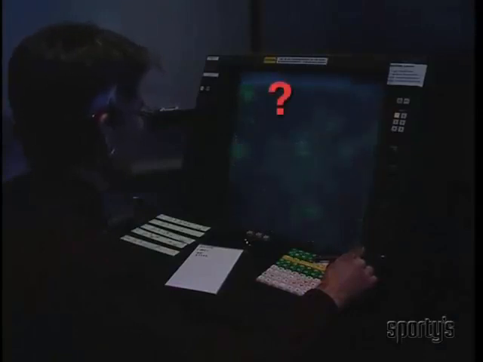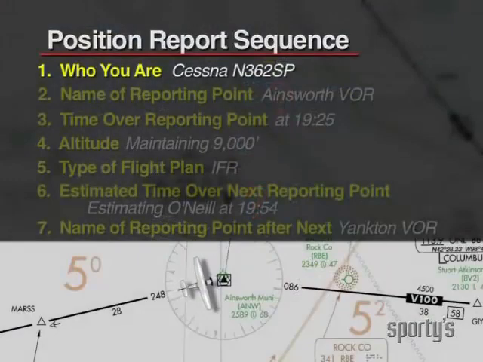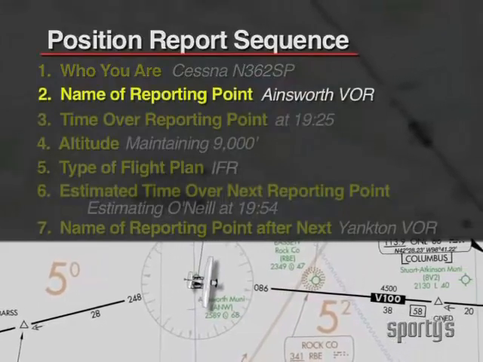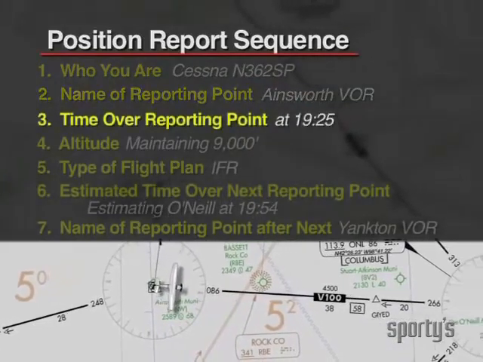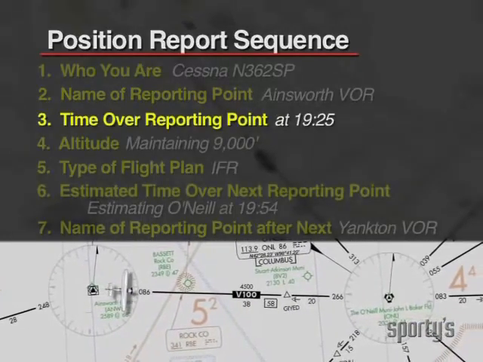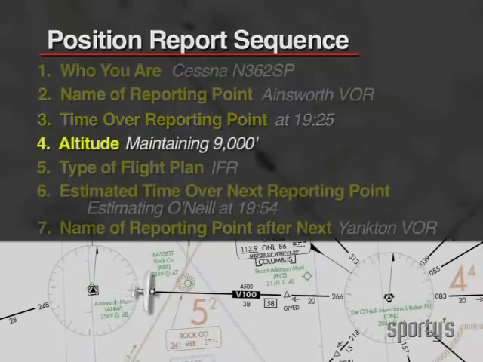If you remember that the controller cannot see the position of the airplane, the format of the position report makes good sense. As always, the controller wants to know who you are. Next is the name of the reporting point. The next item is the time the airplane was over the reporting point. This is necessary because pilots sometimes have to wait several minutes to get on the frequency. Time over the reporting point is followed by the altitude. Without radar, there is no Mode C, and the controller wants a verification of the airplane's altitude.